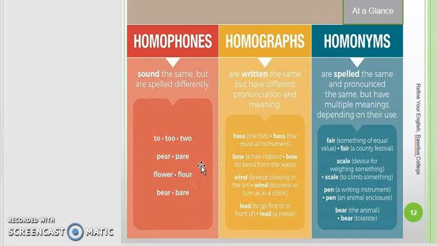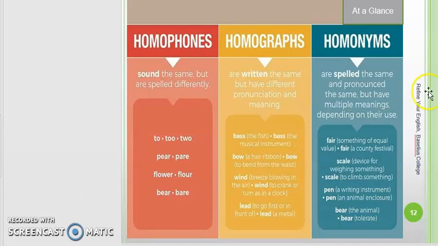Pair and pear. Okay, so homographs: homo means same, graphs means writing. They're written similarly, but they have different pronunciation and different meaning too. Just like bow and bow. The pronunciation is different. Or the wind and wind. You have to wind a clock, and the wind is blowing. But it's written the same.